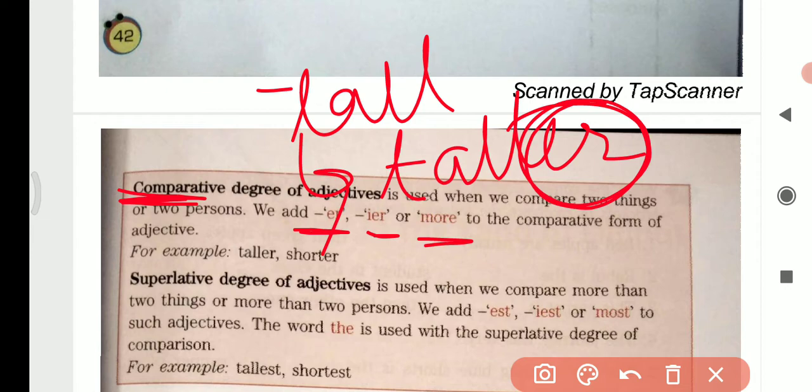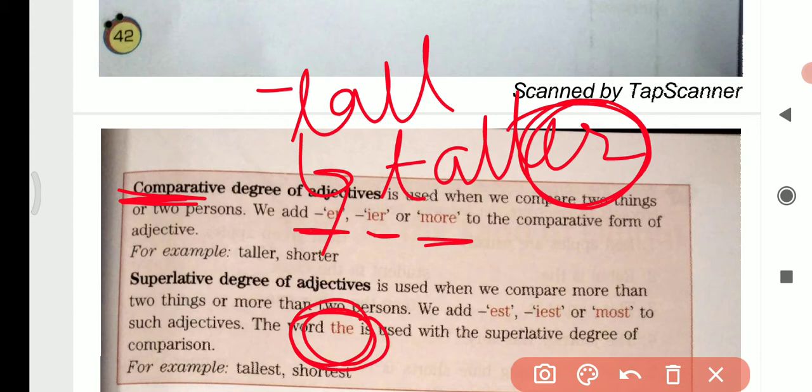For example, Mukesh Ambani is the richest man of India. मतलब पूरे India में, मैं India में जितने भी लोग हैं सबसे compare कर रही हूँ. सबके बीच में सबसे ज़्यादा richest कौन है? Mukesh Ambani है. And one more thing students, very important thing, the word the is used with the superlative degree of comparison. अगर the आ गया है, that means you have to use superlative degree. Mukesh Ambani is the richest man. The richest.